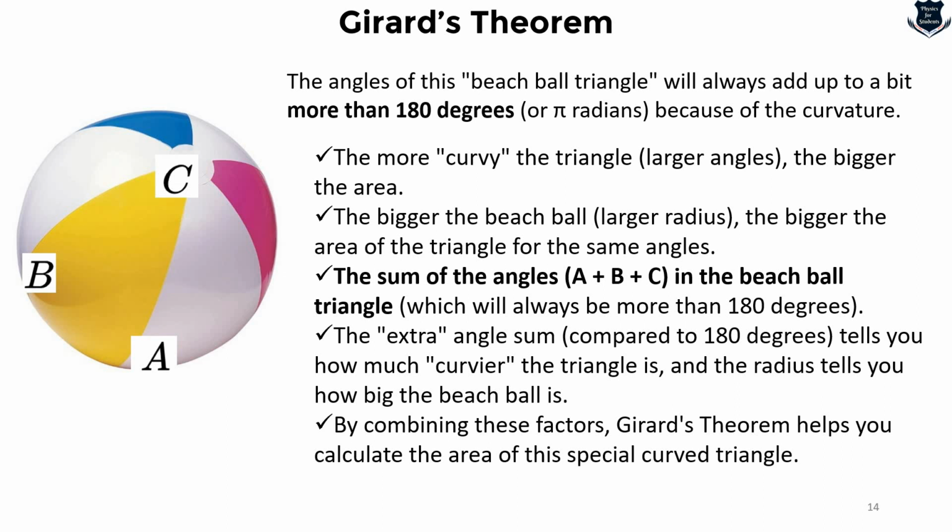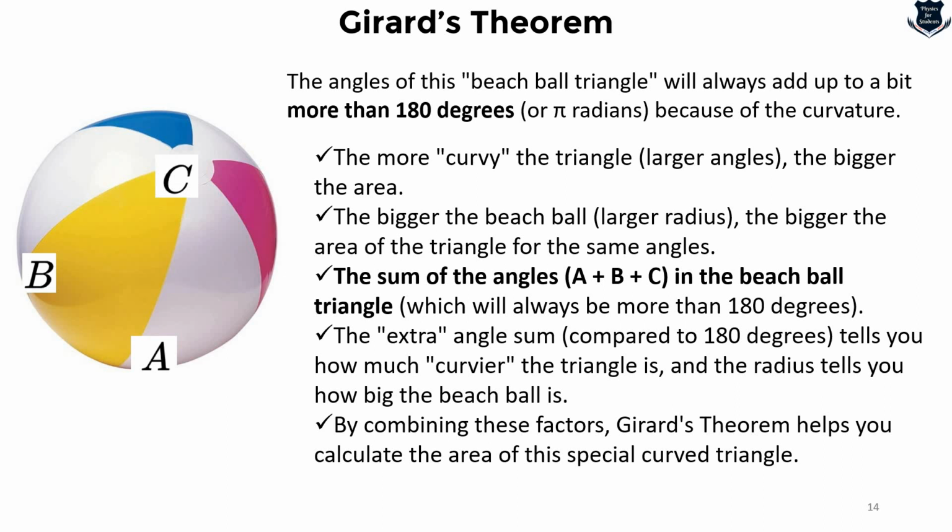The sum of the angles, for example, in this left-hand side figure ABC will be more than 180 degrees, and this extra angle sum tells you how much curvier the triangle is, and the radius tells you how big the beach ball is. Combining all these factors, Girard's theorem helps you calculate the area of this special curved triangle, which we will again explain.